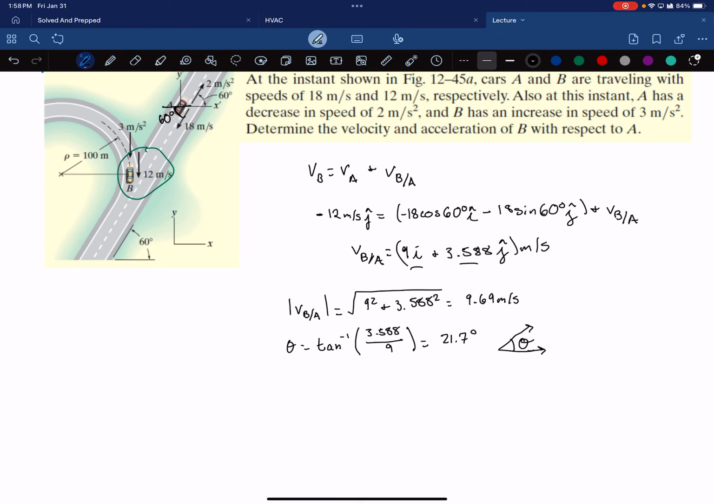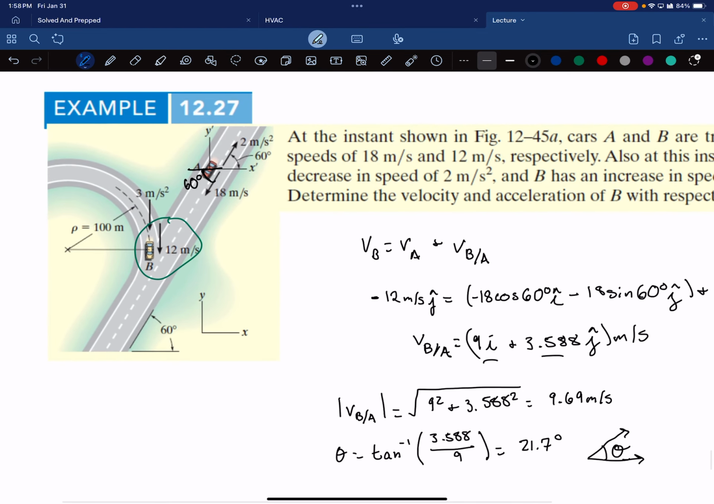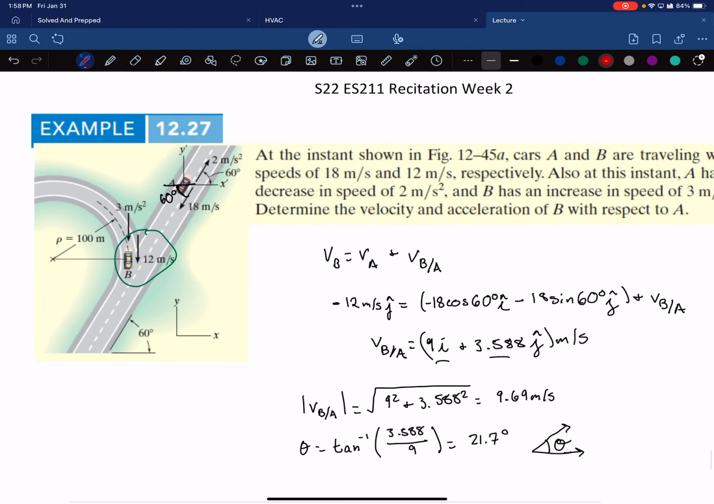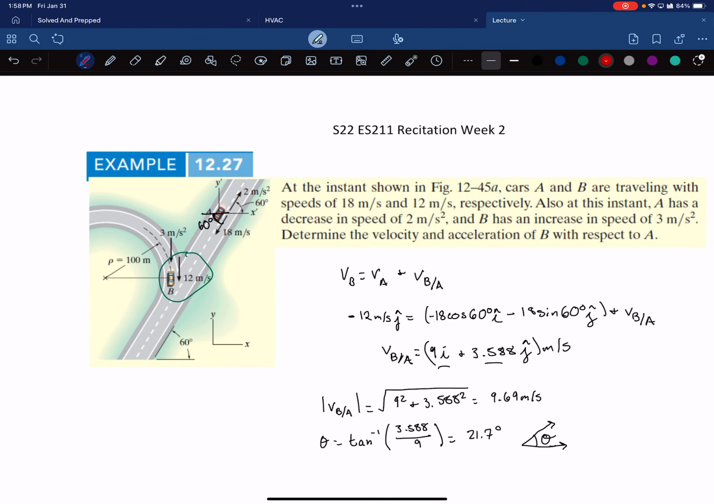So now we need to figure out acceleration. The car A up here, we know its acceleration is going to be decreasing in speed, so it's negative 2 meters per second squared, and it's also at that angle again. So we'll have both I and j component there.